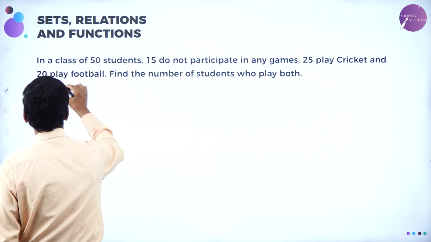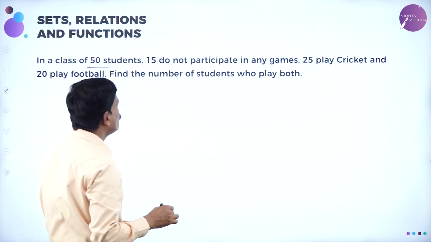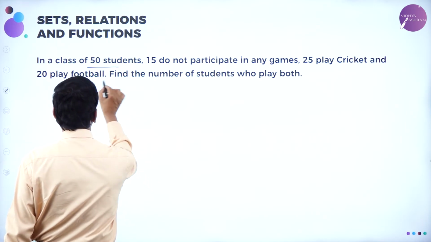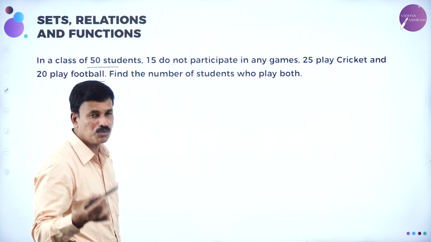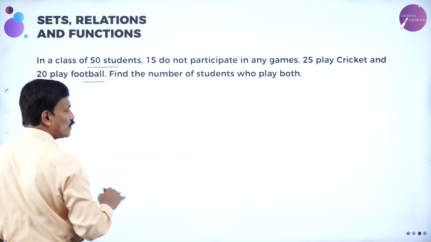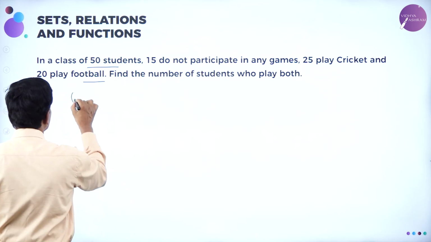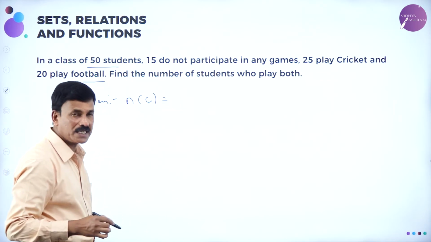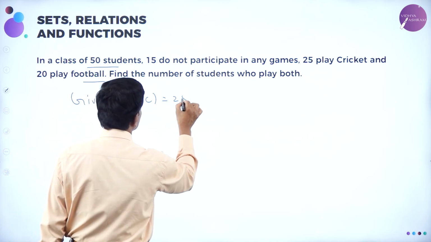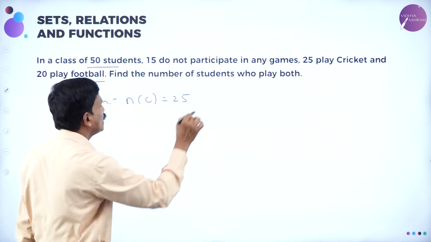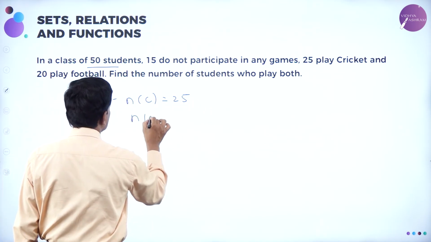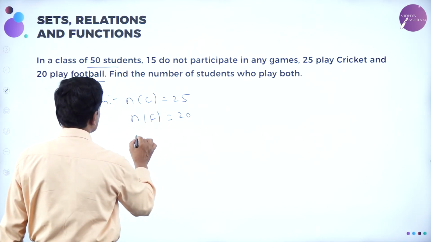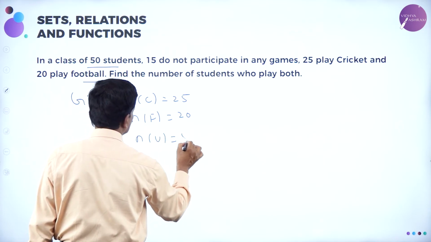Now, let us come to the problem. In a class of 50 students, 15 do not participate in any game, 25 play cricket and 20 play football. Find the number of students who play both. Let us represent the number of students who play cricket as C. What is given? Write down the given condition. N of C is equal to 25, so 25 students play cricket, and the number of students who play football, N of F, is equal to 20. Then the number of students N of U is equal to 50.